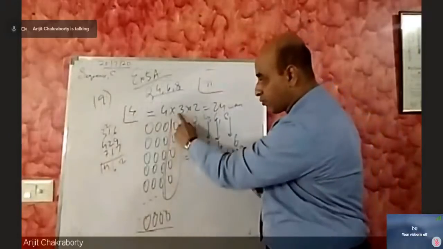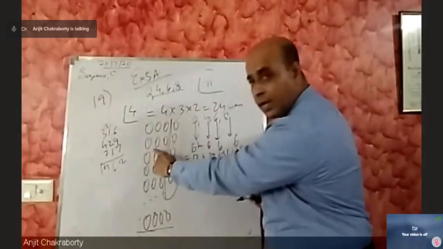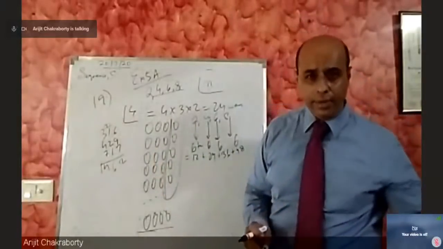Same thing we are doing. We are first adding the units place, then we will go to the tens place, then the hundreds place, then the thousands place, because there are 4 places. Okay?